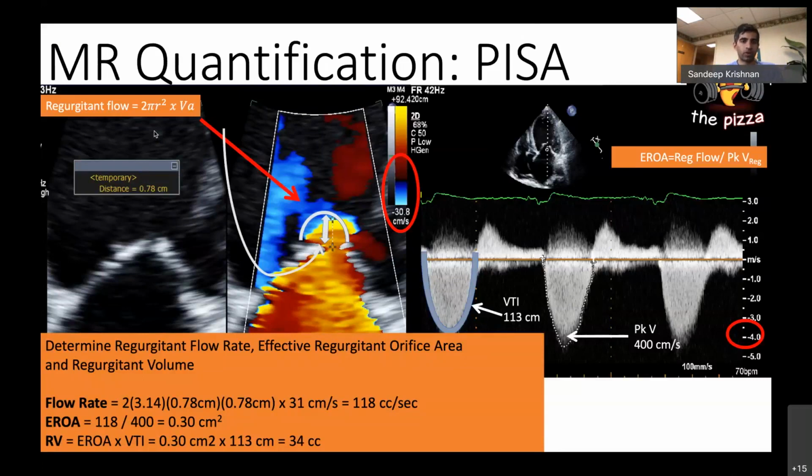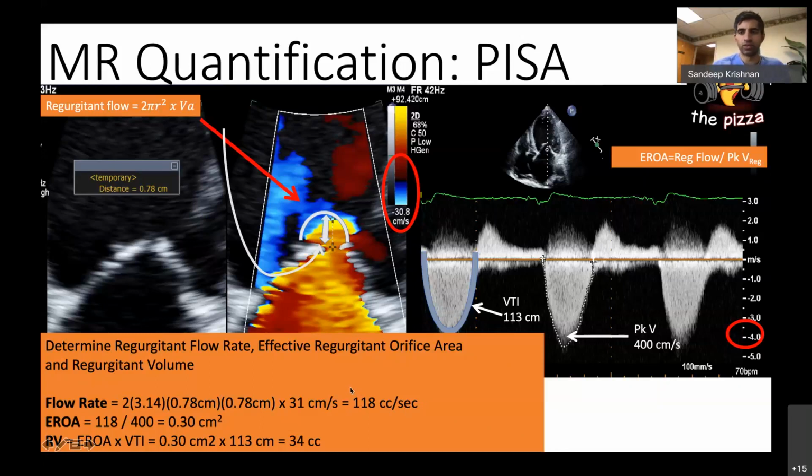So the regurgitant flow is determined by 2 pi r squared. That is the calculation for a sphere, I believe. Pi r squared is the area of the circle, and if you multiply it by, it's almost a calculation for a sphere. I think that's 4/3 pi r squared. Anyway, you multiply that by the velocity, VA, and that's the velocity from here. That's why that number is important, okay? So the flow rate in this particular patient here, we're just doing the math here, is 118 cc's per second.